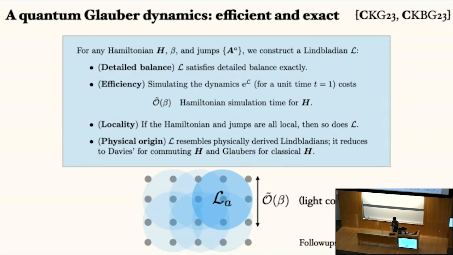At the same time, what we wrote down is heavily inspired by physics, by the ones I just mentioned. In fact, it can reduce to Davies for commuting Hamiltonians, and reduce to classical Glauber for classical Hamiltonians. So in some sense, it's a generalization of these other physically originated Lindbladians.